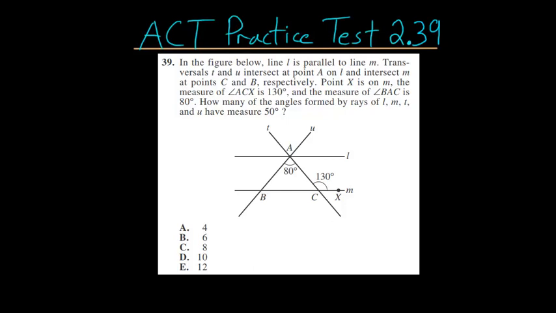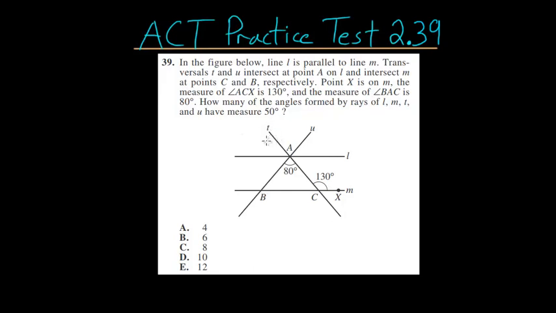For the 39th problem on the second ACT practice test, in the figure below, line L is parallel to line M. Transversals T and U intersect at point A on L and intersect M at points C and B respectively. Point X is on M, the measure of angle ACX is 130 degrees, and the measure of angle BAC is 80 degrees. How many of the angles formed by rays of L, M, T, and U have measure 50 degrees?